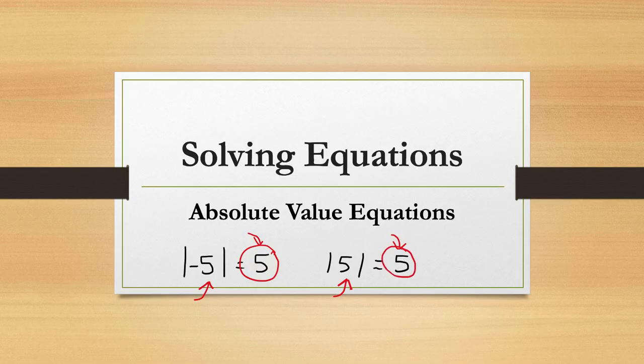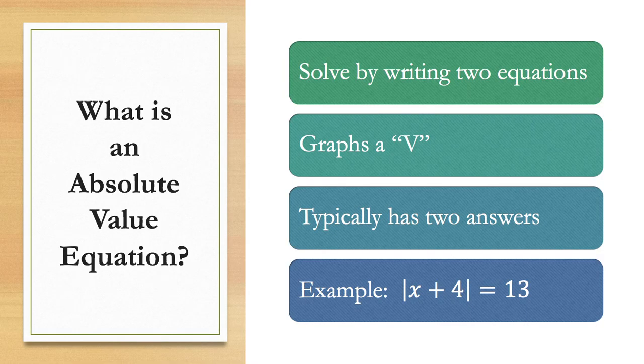So every time we're working with an absolute value equation, we're going to have to consider two possibilities. We're going to have to consider the possibility that what's inside the absolute value is negative, as we see right here. And we're also going to have to consider that what's inside the absolute value is positive, in terms of what we see here. With that in mind, let's define an absolute value equation.